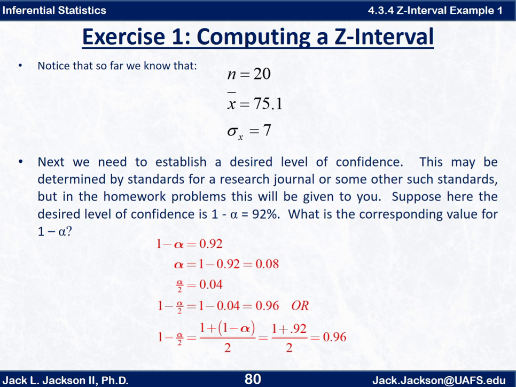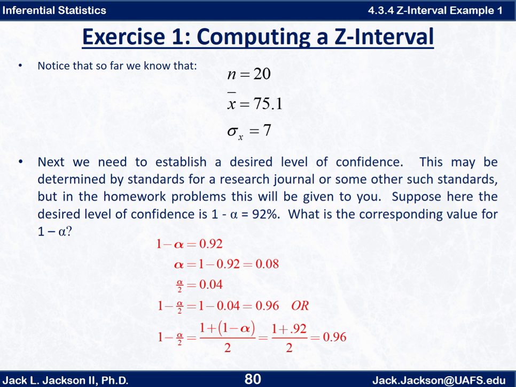I'm going to show you two ways to do this. One is a step-by-step process where we start with 1 minus alpha is 0.92. That means alpha is 1 minus 0.92, which is 0.08. Alpha over 2 is then half of that, which is 0.04. And then 1 minus alpha over 2 is 1 minus 0.04, which is 0.96.